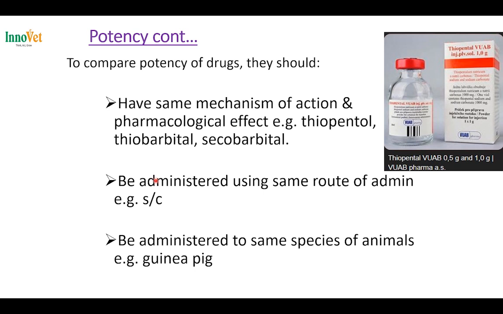Another point, they should be administered using the same route. You either use subcutaneous for all of them, you can use IV for all of them, or the PO, per os, oral route for all of them. It should also be administered to the same species of animals. So if you are administering all of them, they should be administered to the same animals, such as a guinea pig or the rats in the laboratory, such that we have the same comparison for all these drugs.